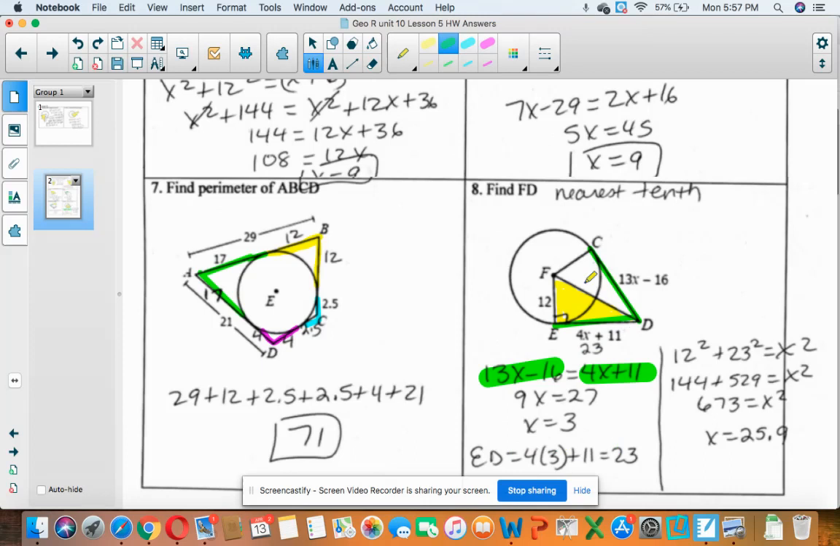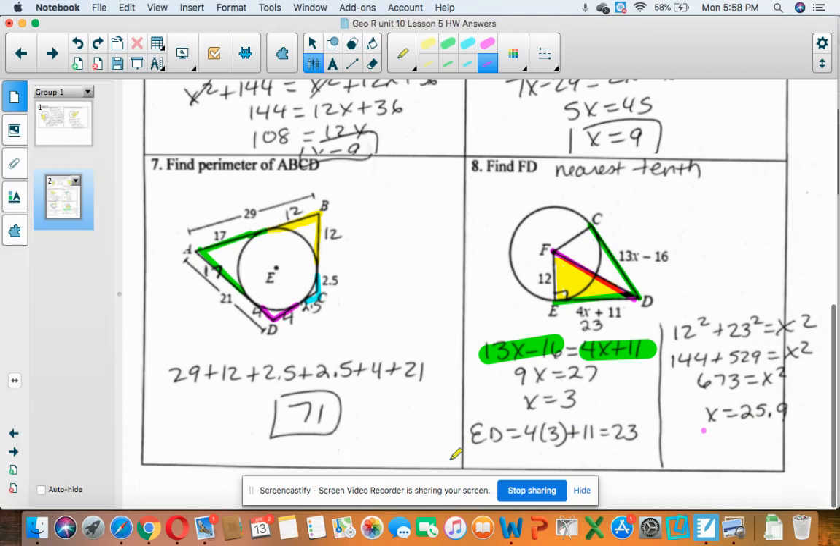The problem wants me to find FD. So FD is this. I'm going to highlight the line in pink right here. So FD is this line right here. In order to do that, remember, a tangent and a radius are perpendicular. They form a right angle. I'm going to use the Pythagorean theorem. So 12 squared plus 23 squared equals FD squared. I just called FD x. 12 squared is 144. 23 squared is 529. 144 and 529 is 673 equals x squared. So FD is the square root of 673, and to the nearest tenth, that would be 25.9. Okay, and those are the answers to the lesson 5 homework.